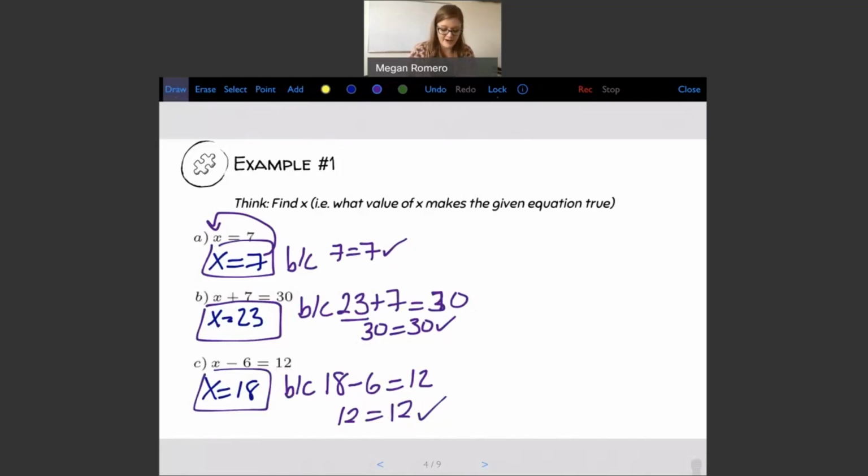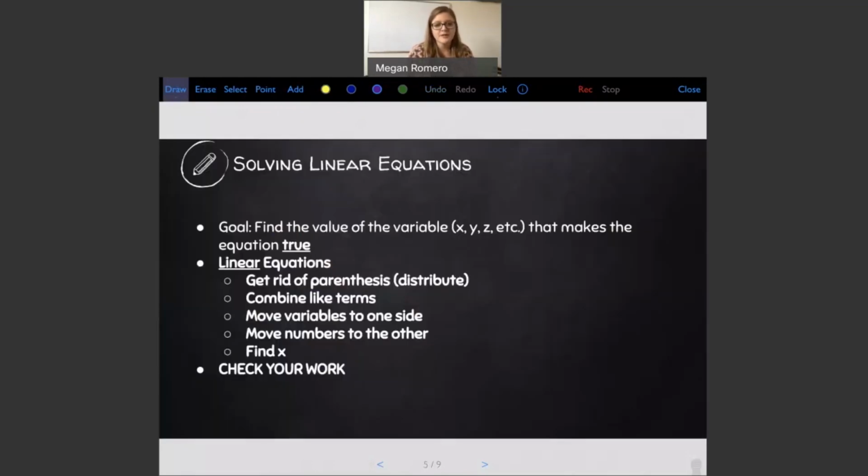So when it comes to solving linear equations, our goal again is to find the value of the variable that makes the equation true. When we're talking about linear equations, we're talking about equations that have just x or u. We're not talking about things like x squared, x cubed, anything like that. So our variable is really to power 1.